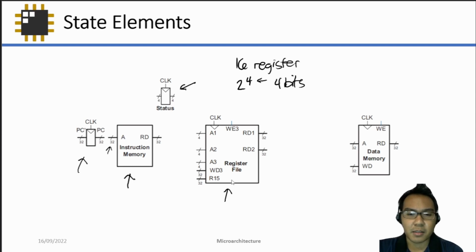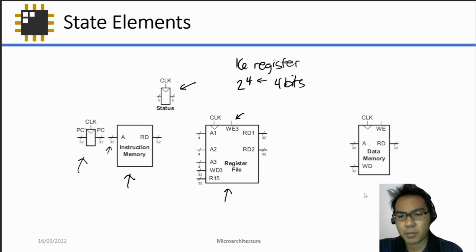We also have write data 3 here. A3 is usually the destination register that we want to write things into, and write data 3 is the data that we want to write into register 3, the register specified in A3. There's also a write enable. When write enable is 1, on the next positive edge of the clock, whatever is in write data 3 will be written into the register that's specified by A3.